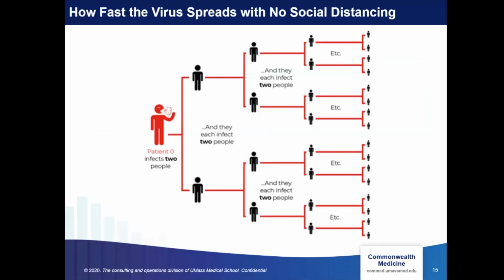Now, SARS-CoV-2 can spread quickly from one person to another. As you can see, one person can spread it to 2, they can spread it to 4, they can spread it to 16, and so on. And this is why social distancing and the basic infection prevention measures are so important to follow diligently to prevent spread from person to person.